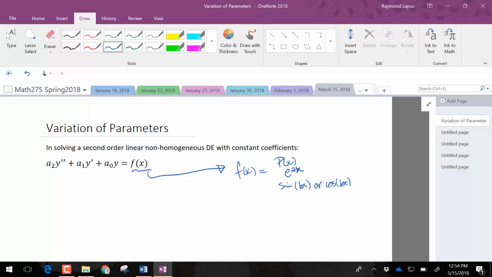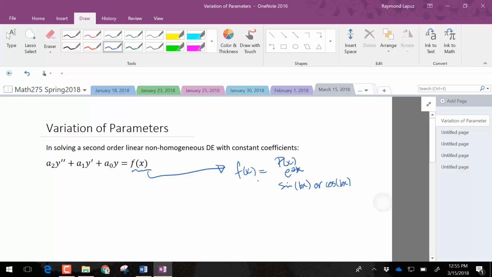Now, if you start including more complicated types of functions like the tangent function or e to the x squared, it's an exponential function, but it's composed with a second degree polynomial. When you start including those types of functions, our undetermined coefficients method isn't going to work anymore. So what we need to do is introduce another method, and the new method is called variation of parameters.